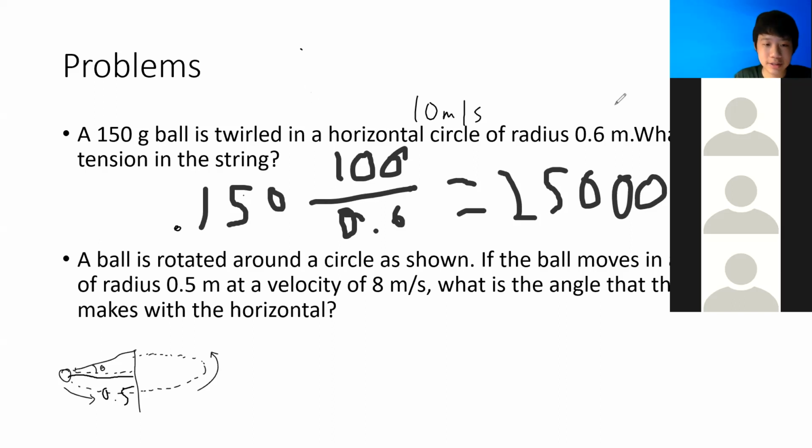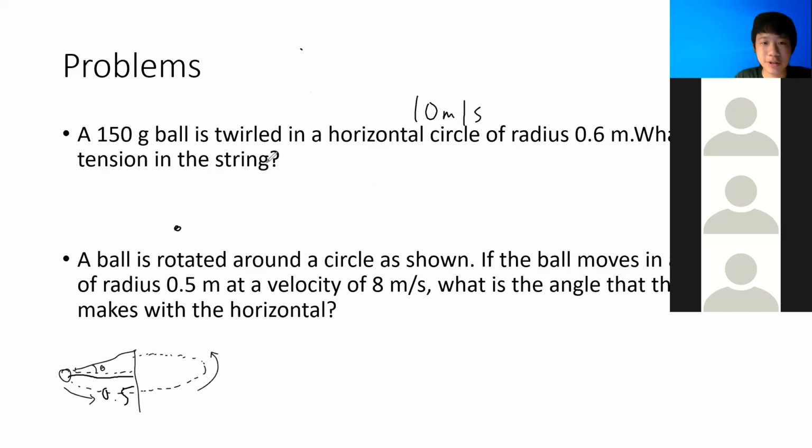So nice job. Now for the second one, a ball is rotated around a circle as shown. If the ball moves around a circle of radius 0.5 meters with a velocity of 8 meters a second, what's the angle that the string makes with the horizontal? Let's first draw in a large version of this.